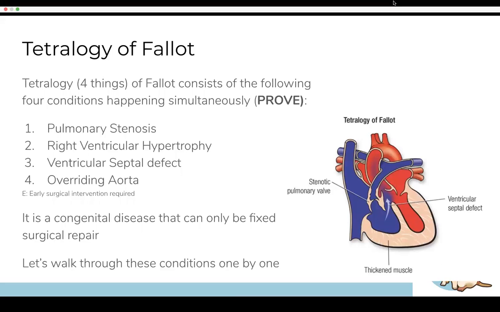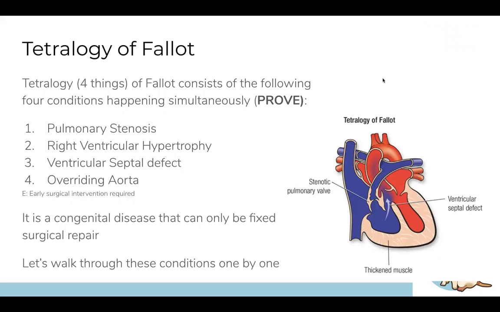Now, finally, the most important point of embryology in terms of clinical application, tetralogy of Fallot, some people say Fallot, some say Fallo, words, who knows, tetralogy.